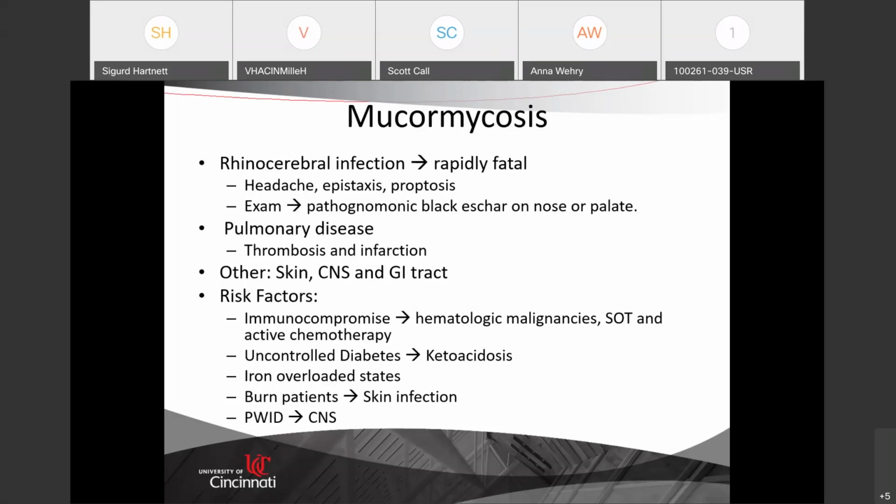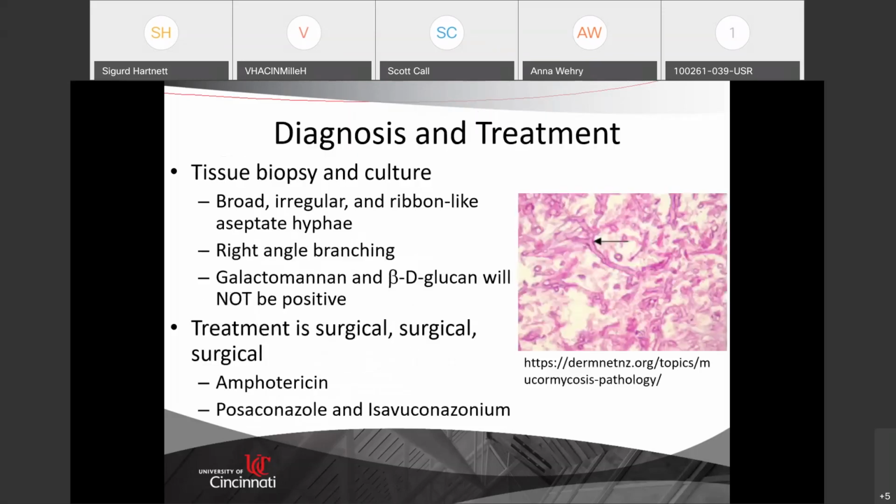In other pulmonary diseases, it causes thrombosis or infarctions, and then it can cause skin and CNS disease. Skin disease you can see particularly in burn patients, and CNS disease in people who inject drugs. If it gets into some of the drugs they inject, it can actually go to the brain, and that's where it's been described, although it also can be seen directly from the sinuses in those that have rhinocerebral infections and those that are immunocompromised.